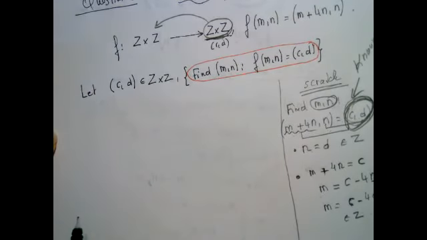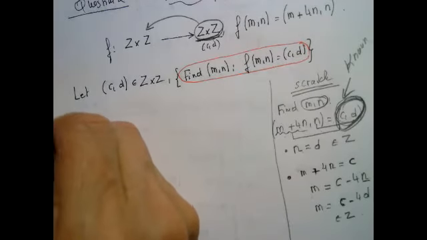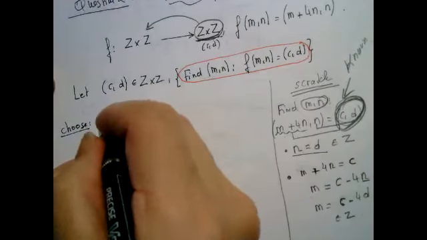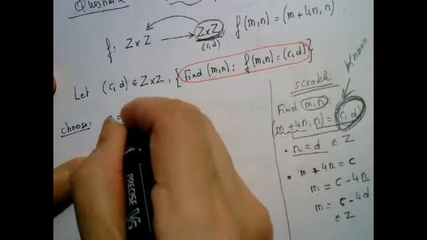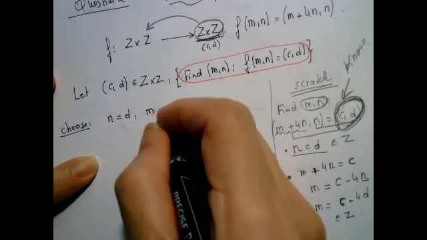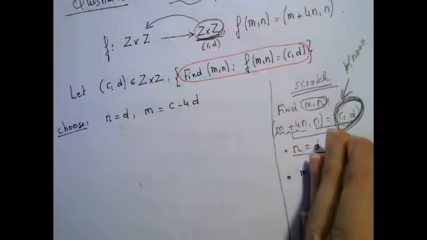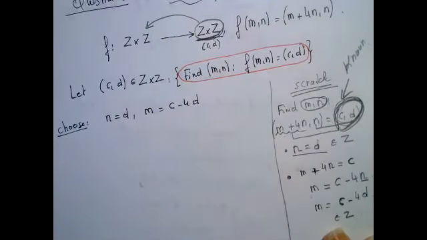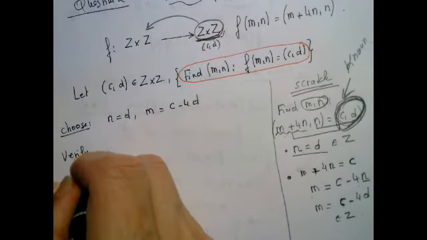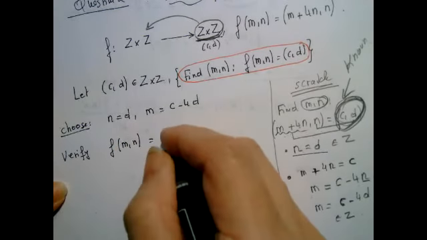So now we say let CD be in Z cross Z. Let N, we're going to choose N to be equal to D. So at this stage, because you have to give me M and N, let's choose M to be C minus 4D. So we did the scratch work so we know what our M and N are. And then let us verify that F actually sent those M and N that I chose to CD.